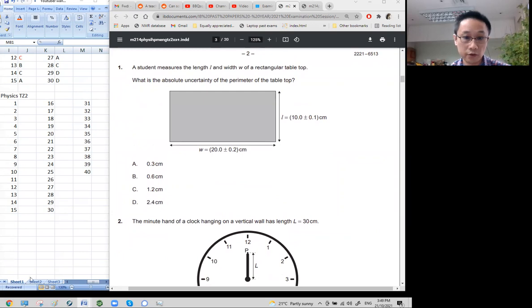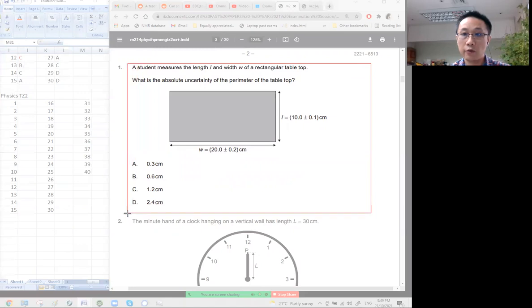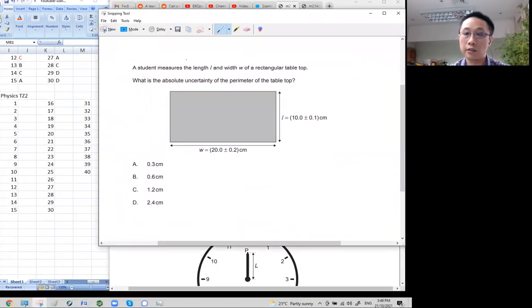First question is about uncertainty. A student measures the length and width of a rectangular table top, with lengths and widths provided with uncertainties. And you have to calculate the perimeter. And perimeter involves just additions of some of these sides. When you add quantities with absolute uncertainties, the final quantity, which is the perimeter, will have an uncertainty that is the simple sum of the uncertainties of the lengths and width involved. So the answer should be 0.6 because you need to double the width and double the length.